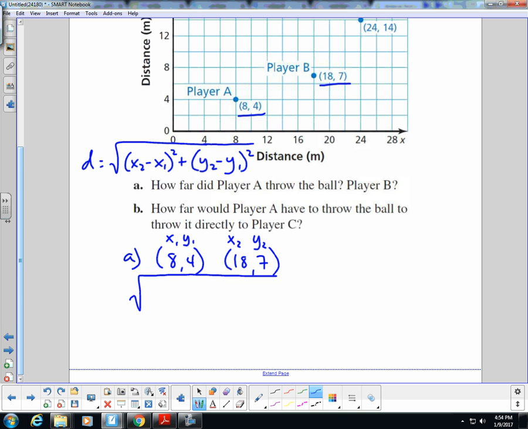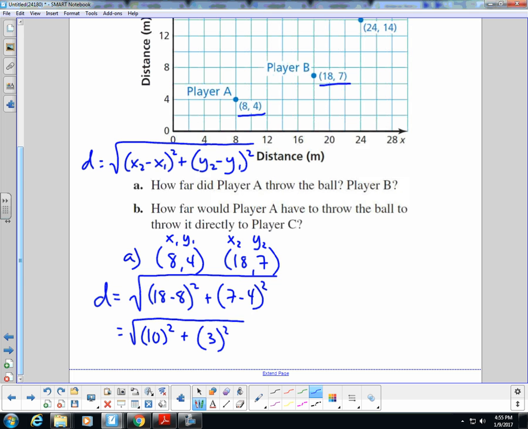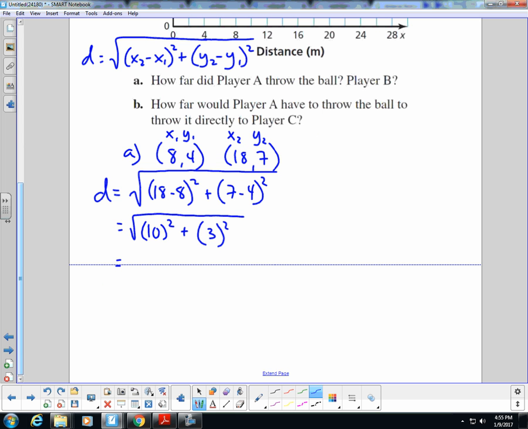So the distance between those 2 points is the square root of, and let's plug stuff in. That's going to be 18 minus 8, and we're going to have to square that, plus 7 minus 4, and we're going to have to square that. As we simplify this, 18 minus 8 is 10, so we've got 10 squared there, and then 7 minus 4 is 3. It's going to be 3 squared. 10 squared is 100. 3 squared is 9. So here I've got the square root of 109.